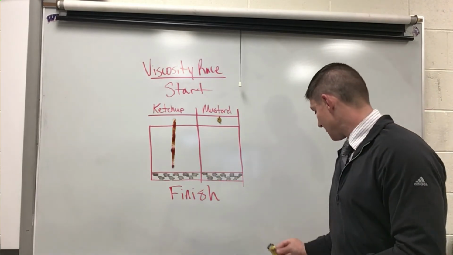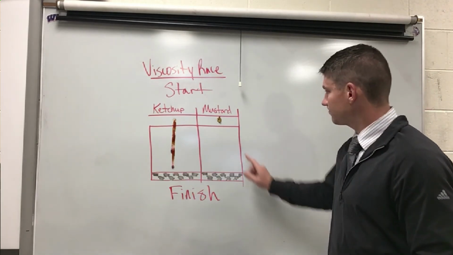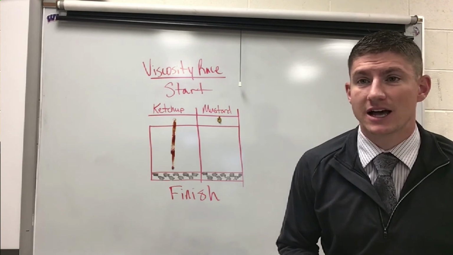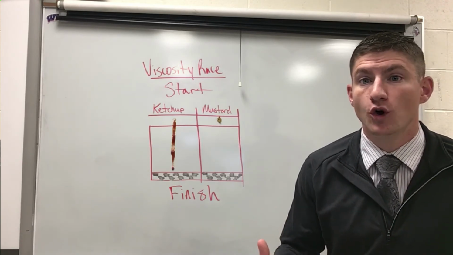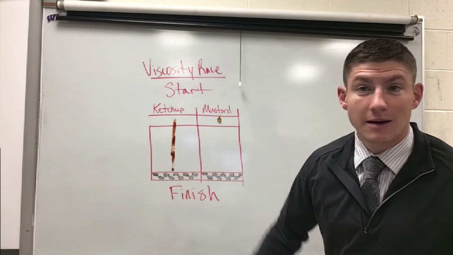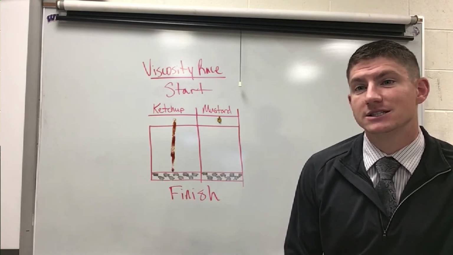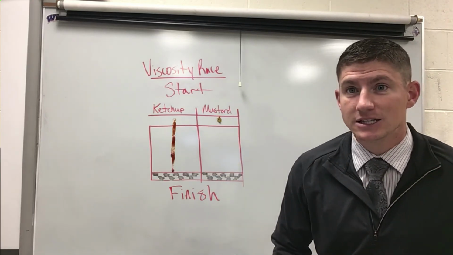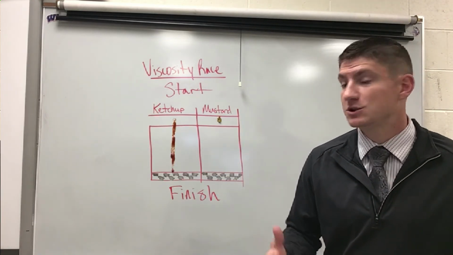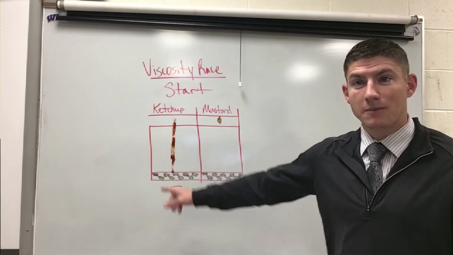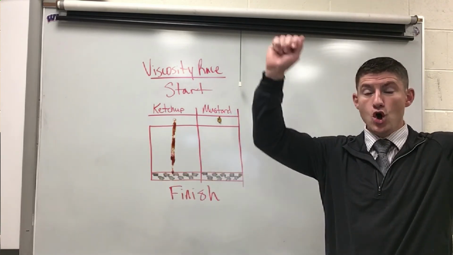Ketchup is winning. That means in this example, we've got mustard with a higher viscosity, meaning it doesn't want to move whatsoever. And we've got ketchup coming to the finish line having a lower viscosity because it's flowing a lot easier. The difference between how those liquids behave is a lot of times based on those properties. And the winner is ketchup. Woo! The crowd goes, wow.